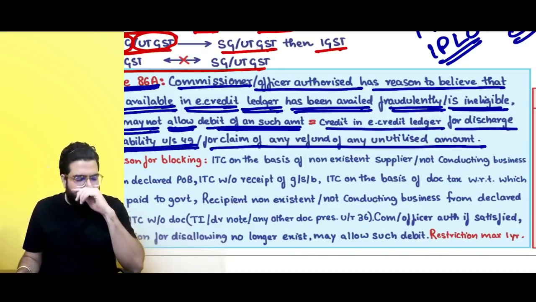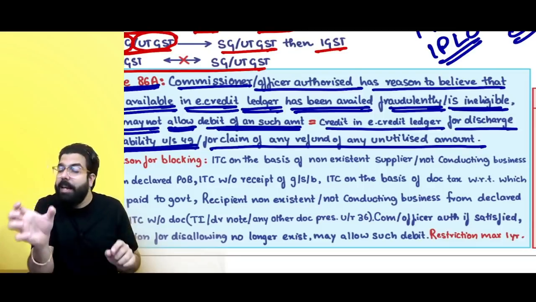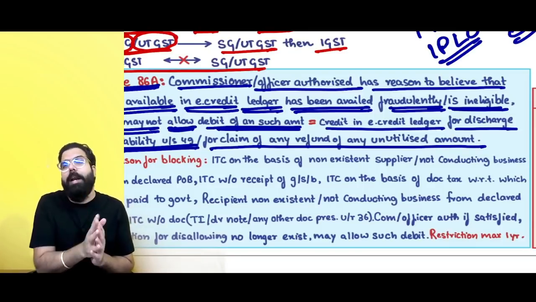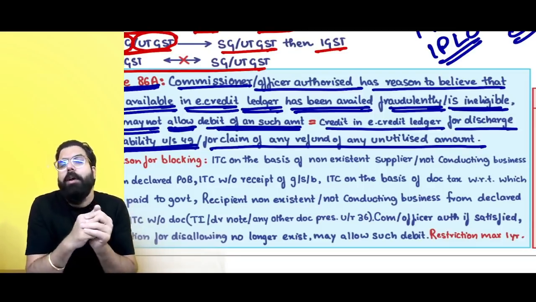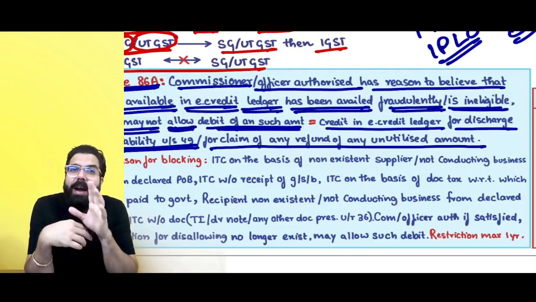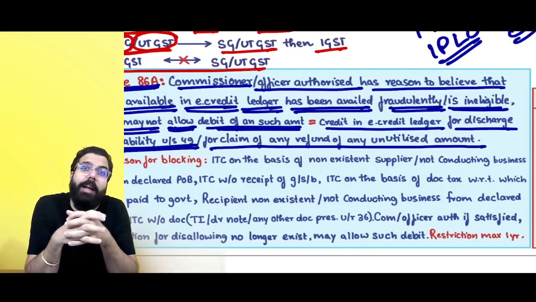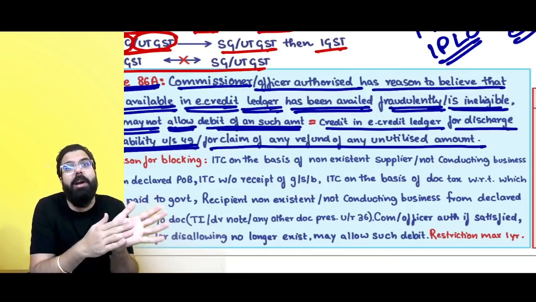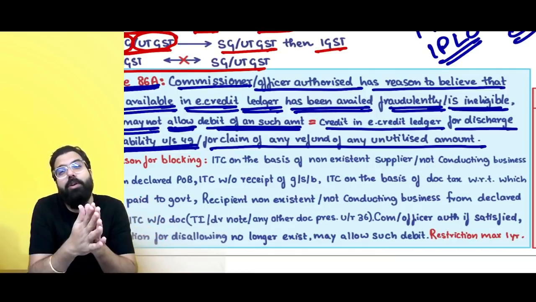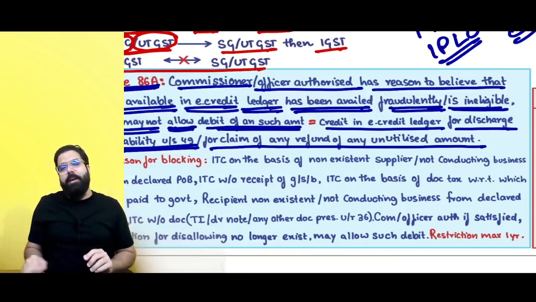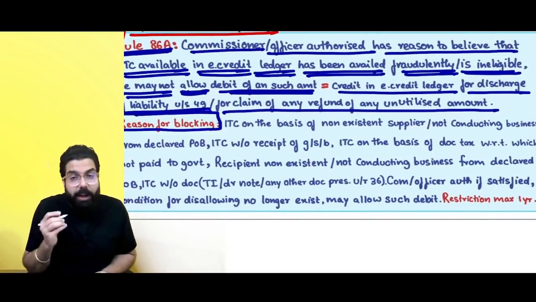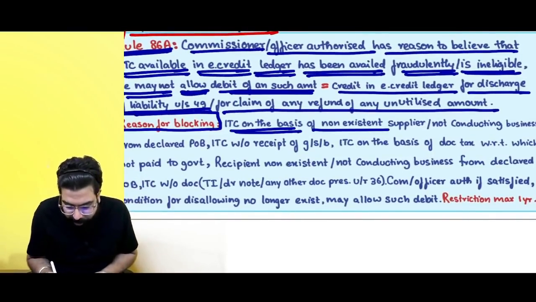For example, in your e-credit ledger there is 1 crore rupees, or supposing 10 lakh rupees you have in your e-credit ledger. The officer is of the thought that 5 lakh rupees of credit you have gone ahead and taken on the basis of bogus invoices, etc. That 5 lakh rupees of credit, he will block it and he will tell you, you can't go ahead and use it, and you can't go ahead and claim a refund also. Sir, what can be the various reasons for blocking ITC on the basis of a non-existent supplier?